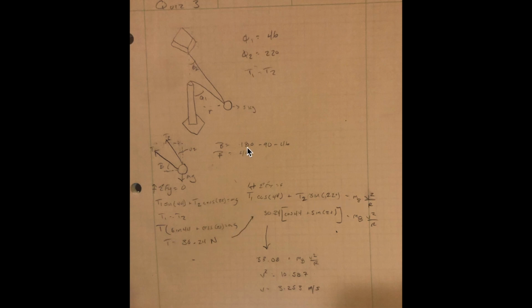We found earlier that it was given that T1 is equal to T2, and we found our T to be 30.24, so I went ahead and plugged that in and rewrote it as 30.24 times cosine of 44 plus sine of 22 is equal to the mass of the ball times the acceleration. And then I divided over the mass of the ball, which was given as 5 kilograms, and then multiplied it by the radius, which was given as 1.6 meters. And that gives us v squared is equal to 10.587. And when we take the square root of that, we get that our velocity is 3.25 meters per second.